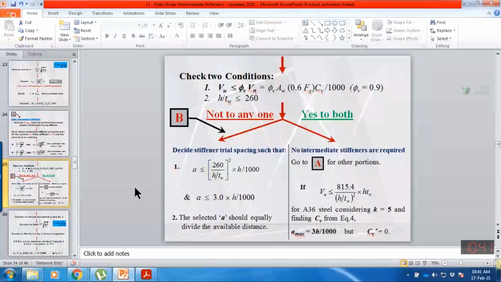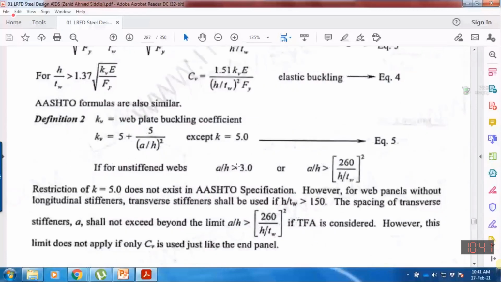So these are the two formulas. We will compute the maximum spacing out of these two formulas, and the lesser answer out of these two will be the spacing of the stiffener, or the second intermediate stiffener. So A is the lesser value out of these two. We will compute the A value from here.